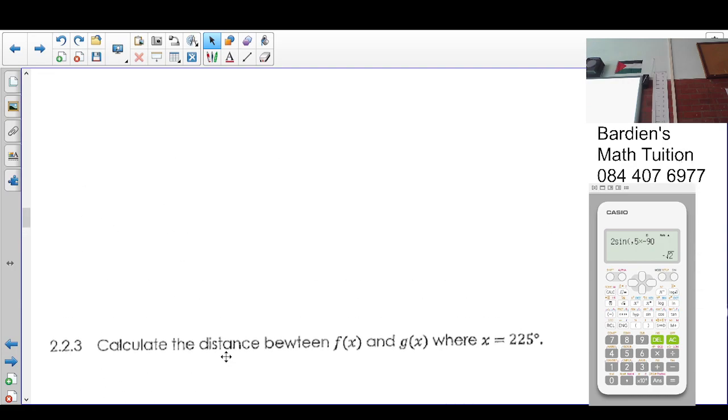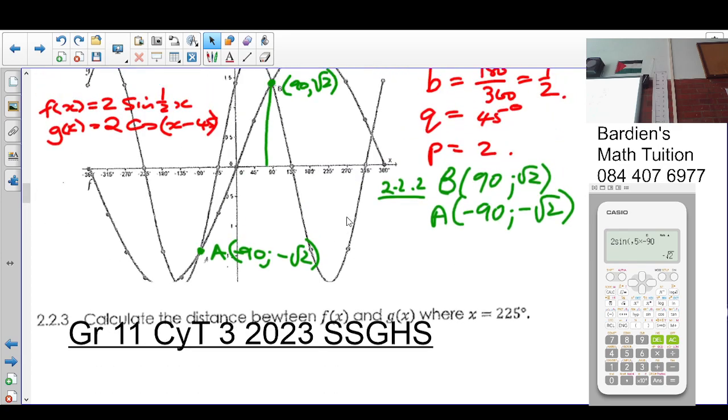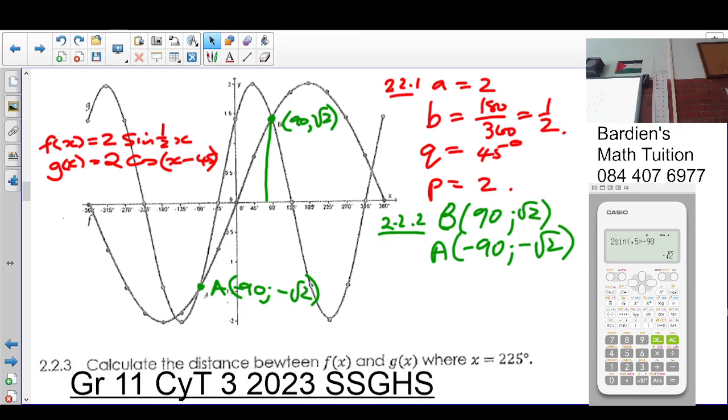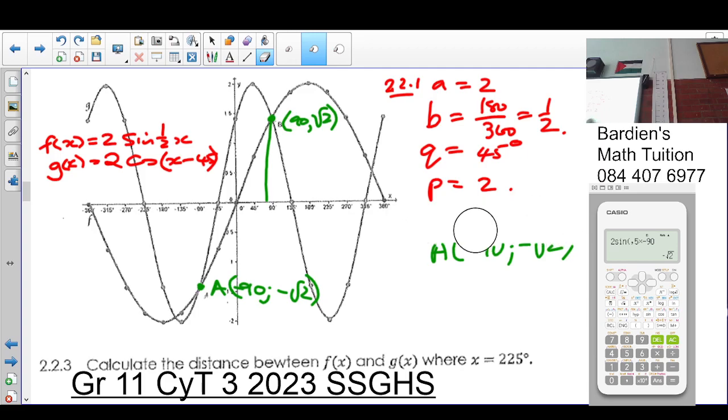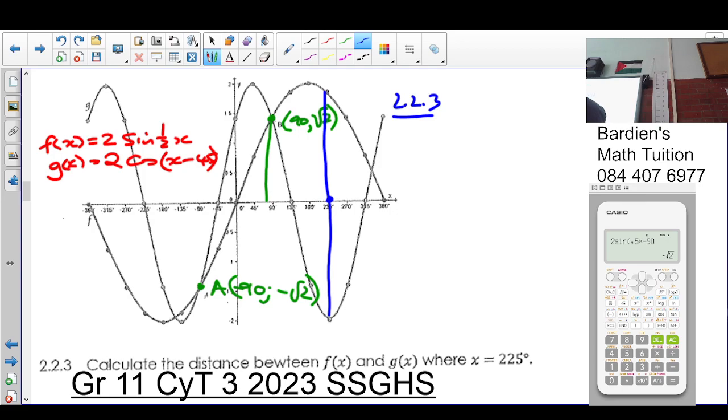2.2.3. Calculate the distance between F and G where x is equal to 225. The distance between F and G where x is 225. So 225 is here. Which graph is on top? G of x is on top. You all agree with that?